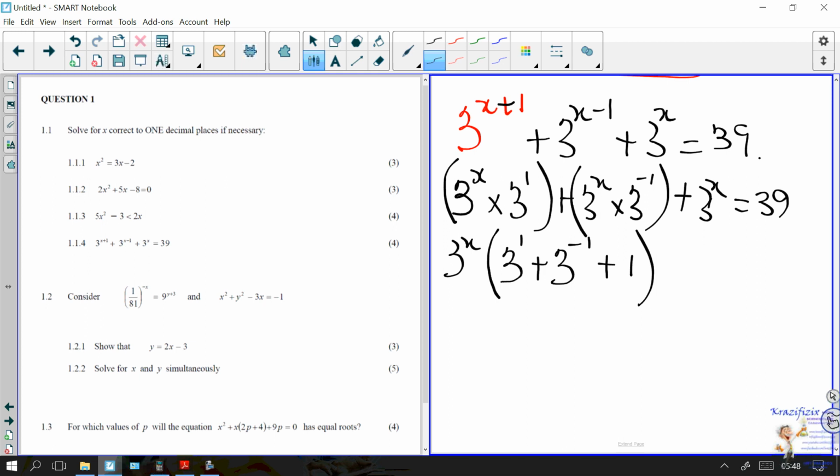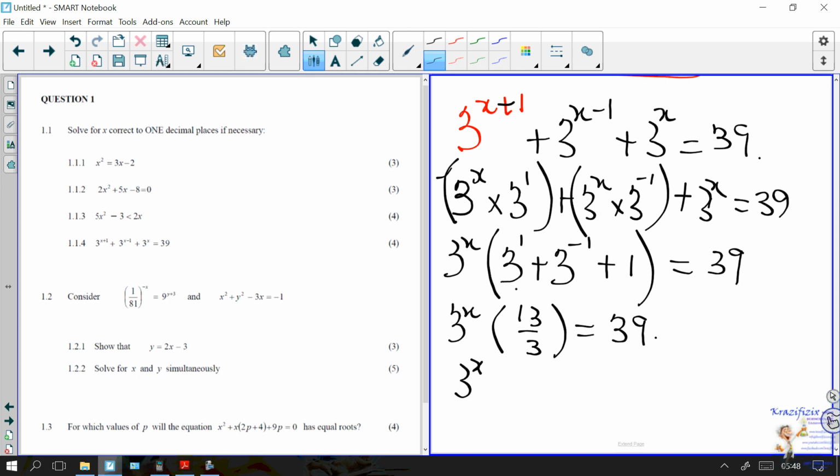If you remultiply and open your bracket, you're going to have all your equations back. So what do we do? If you use your calculator, what will this give you? It will give you 3 plus 1 third plus 1, which is 13 over 3. Please use your calculator. Now I need to divide both sides by 13 over 3. So 3 to the power x equals 39 divided by 13 over 3.